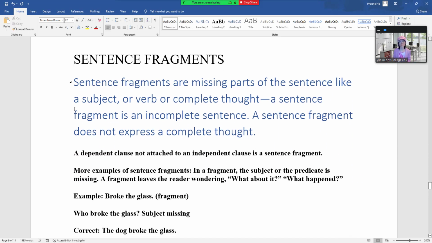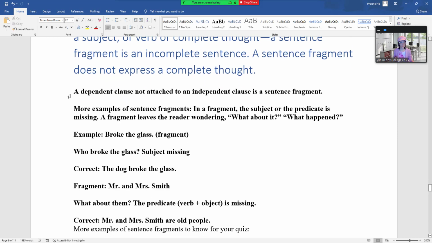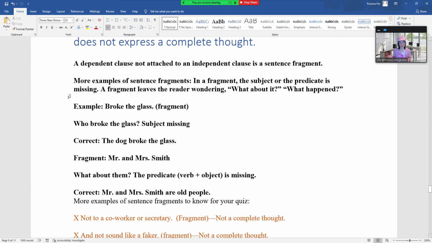Sentence fragments are missing parts of the sentence. Like your sentence is missing a subject or missing a verb, and so therefore if your sentence is missing a subject or a verb, then it becomes an incomplete thought or an incomplete sentence. And so a sentence fragment does not express a complete thought. And also a sentence fragment can be a dependent clause. So a dependent clause not attached to an independent clause is a sentence fragment. So here are some examples of a sentence fragment.